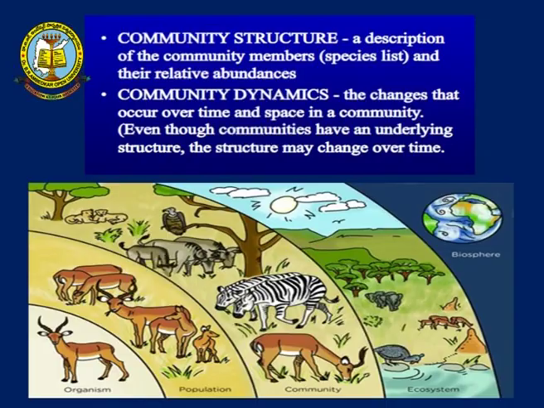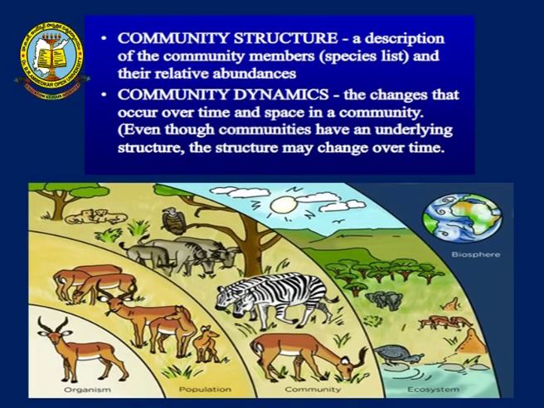So, we will talk about what community structure is exactly. It is a description of community members and the relative abundance. That is, how many are present over there, what is their population and what is their relative abundance is what is about community structure. Then what is community dynamics? The changes that occur over time and space in a community. Even though the communities have an underlying structure, the structure may change over time. That is, the dynamics is how they are going to grow and flourish themselves.